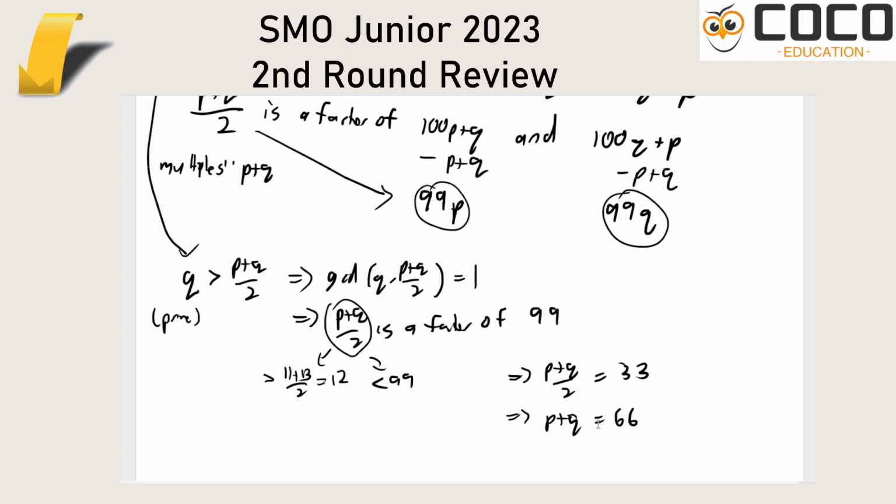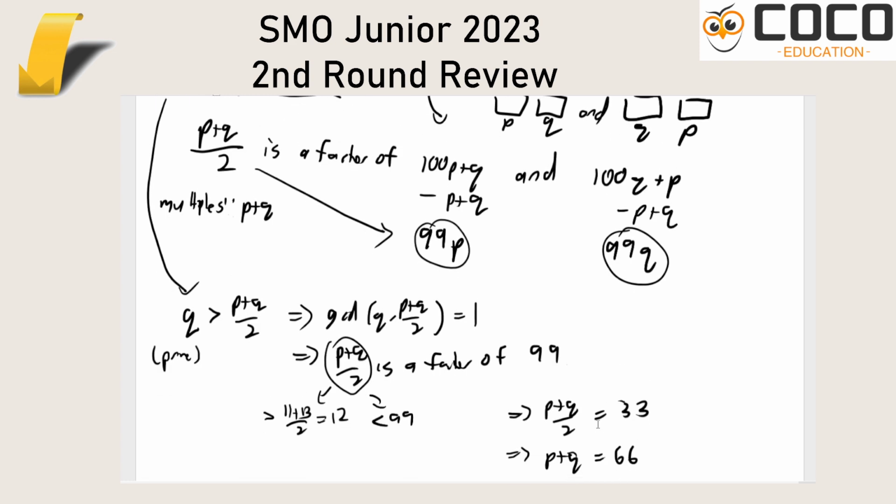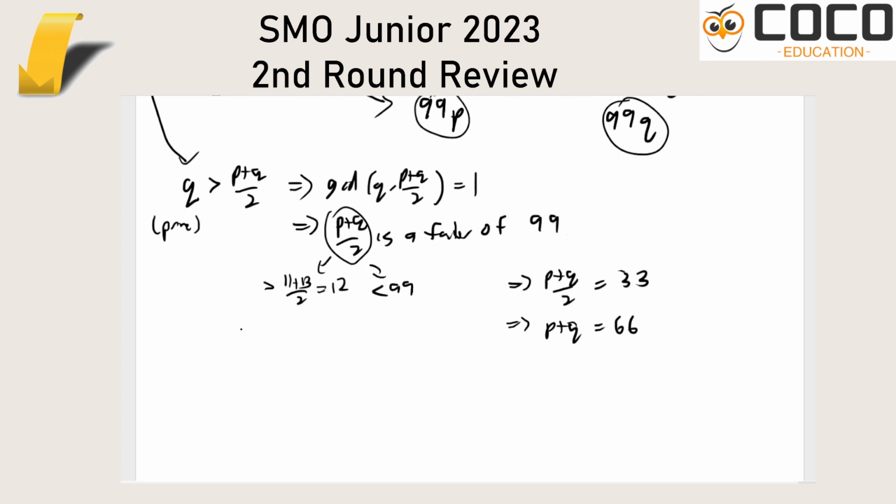Now, before I list out, I want to see, should I expect all of them to work, or is it only some combinations that add up to 66 that would work? But actually, if you look at 100P + Q minus (P+Q), which is 99P, we're basically saying that these are going to be 99P + 66 and 99Q + 66. And this is going to be 33. Obviously, 33 is a factor of both of these. So any such PQ work.